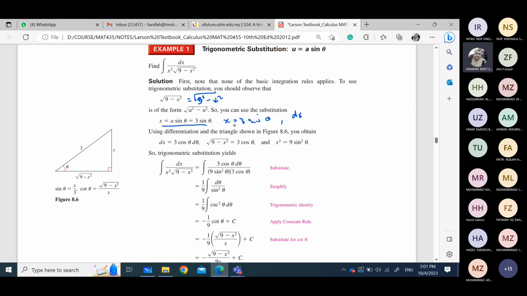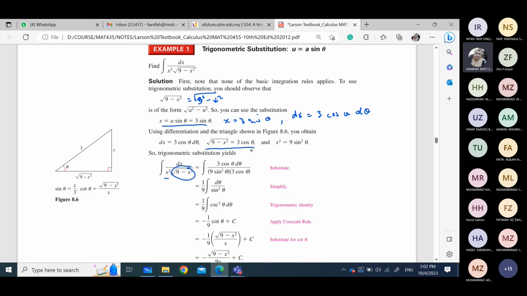Derivative respect to theta on 3 sin theta. You differentiate je. So you akan dapat 3 cosine theta d theta. Okay, so these two components are very important to use for transform from x terms into theta terms. Okay, faham eh? So mana yang ada x tu you gantikanlah dengan 3 sin theta. Kalau x kuasa 2, it is about 9 sin squared theta. Okay, multiply with this radical.